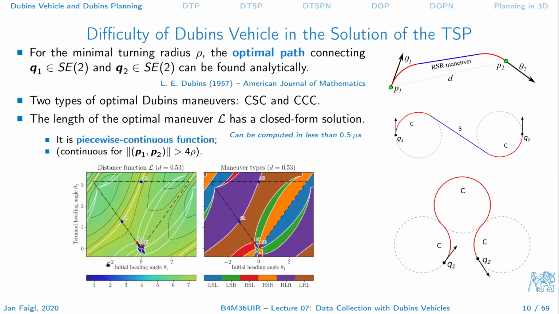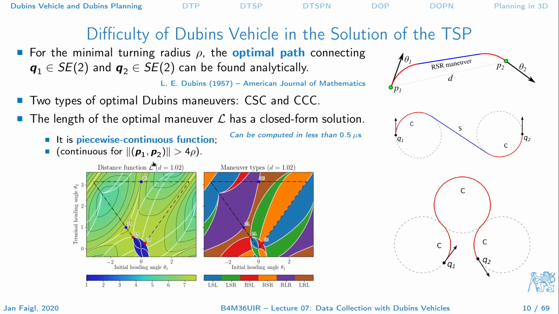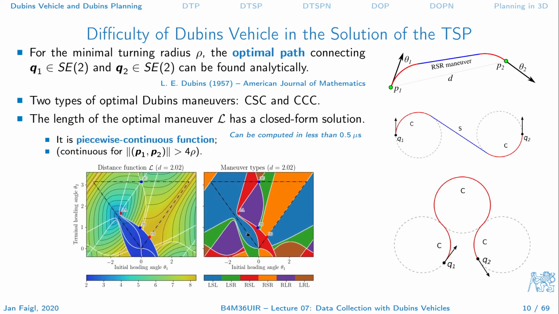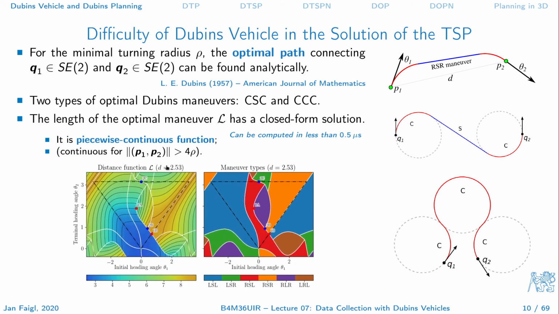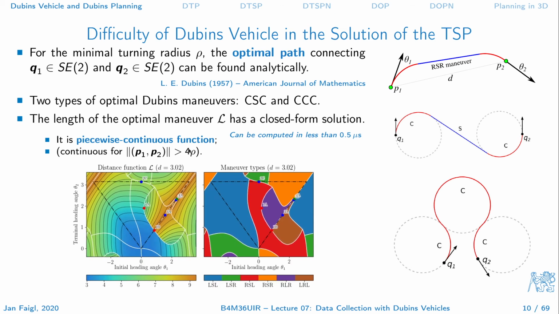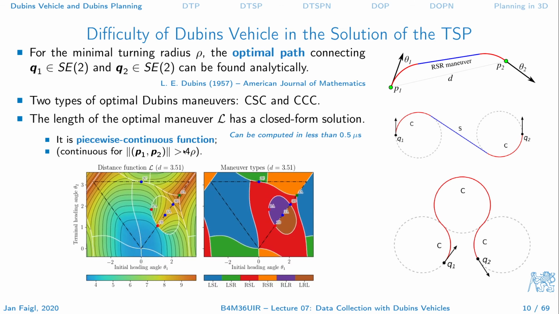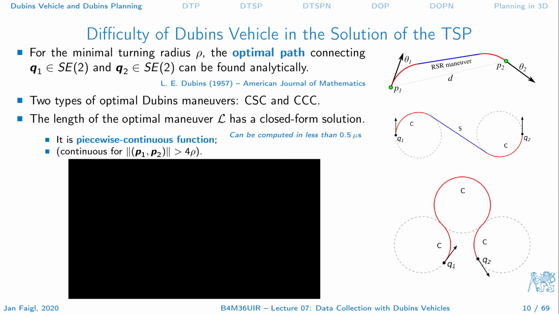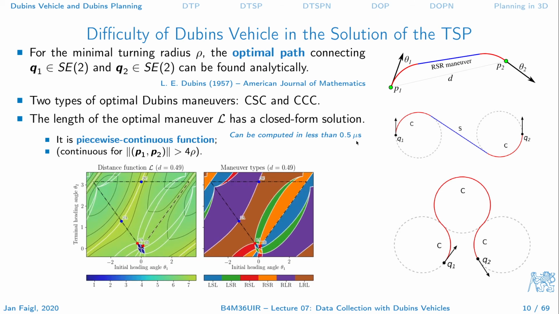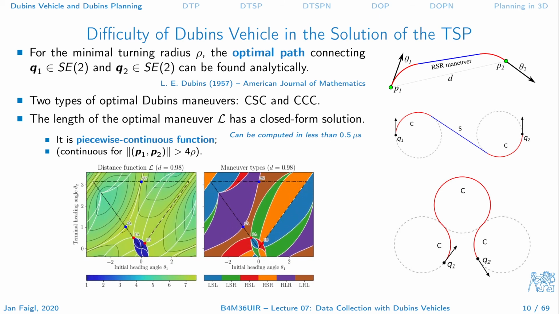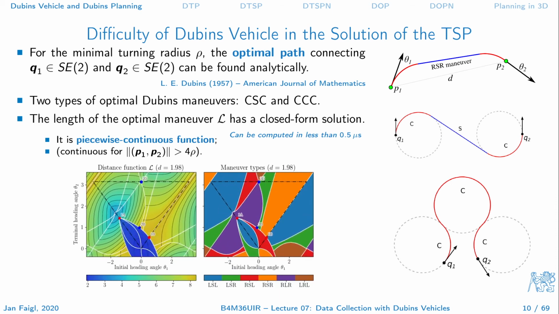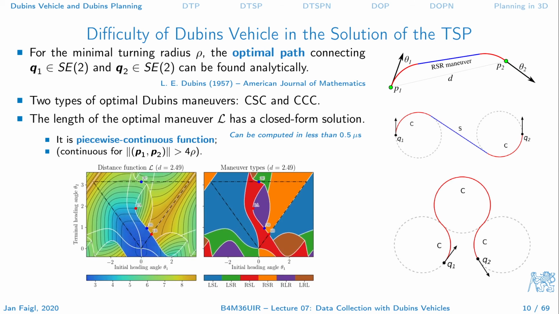So we can see that if we increase the mutual distance of the configurations, we have various types depending on the initial headings. And once the distance is above 4 times the radius, we will see that it is just the CSC maneuver. So using the closed form solution, it is very fast to compute, less than a microsecond. However, this is a challenge for the optimality and finding the optimal solutions.